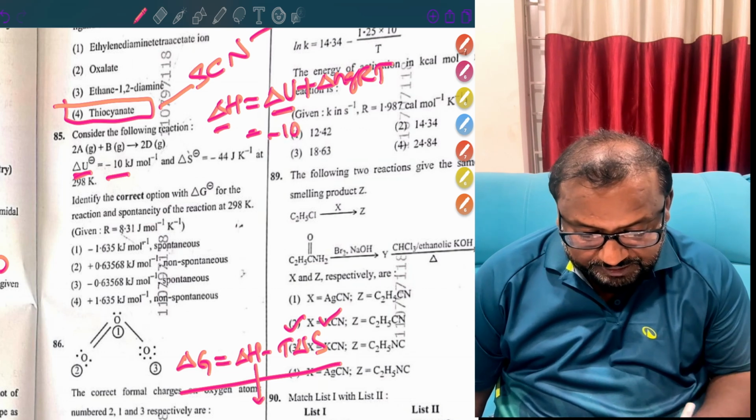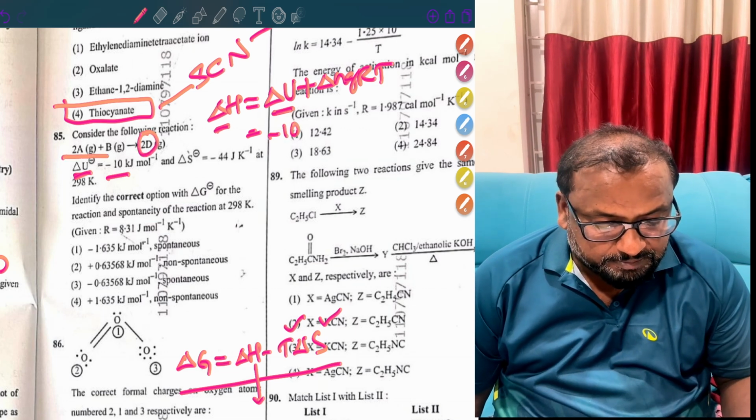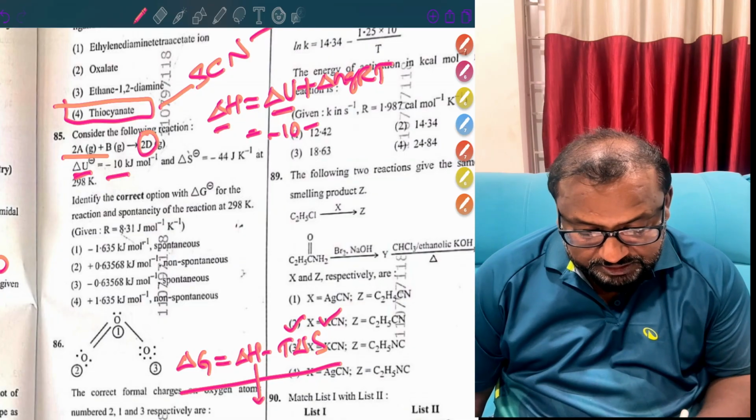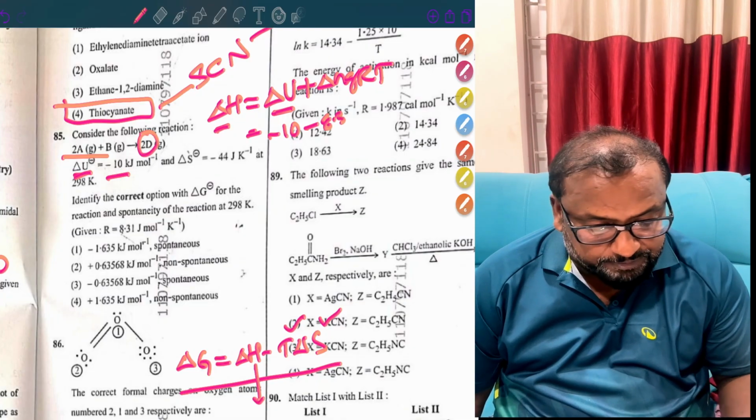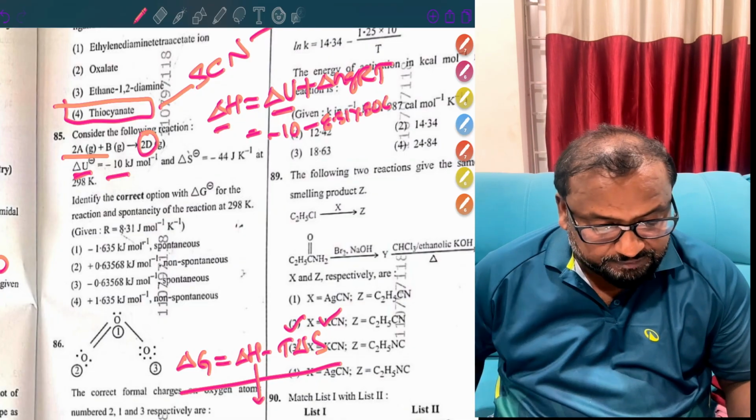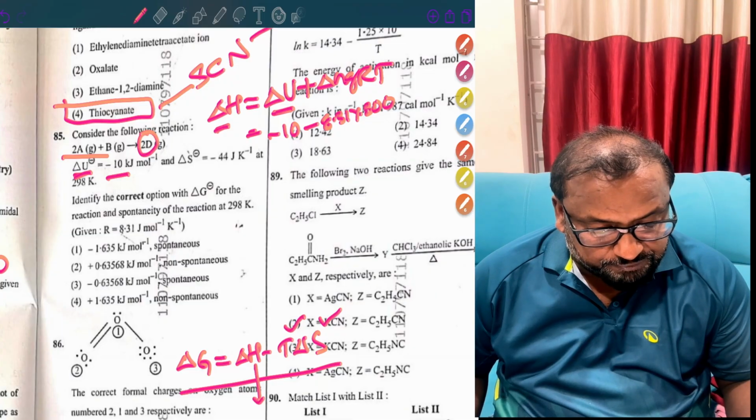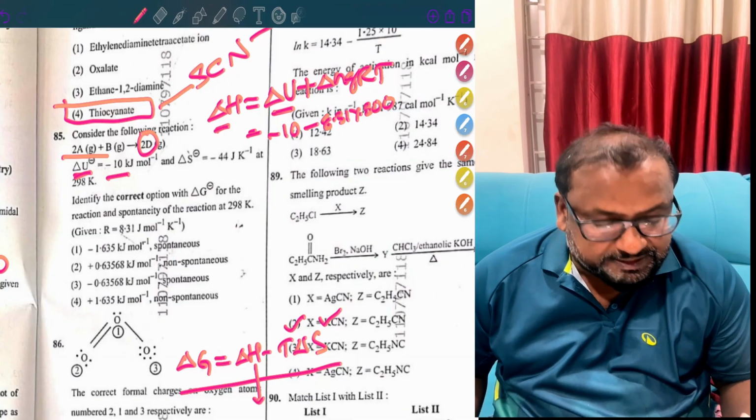Delta U is given as minus 10 kilojoules, minus 10. So what is delta ng? 2 minus 3 will be minus 1. R value I take 8.314. Temperature, for ease of understanding, I'll take 300.